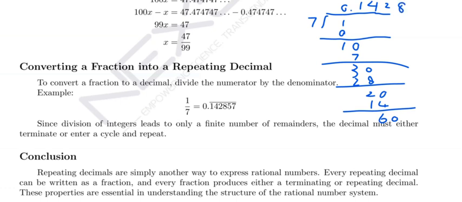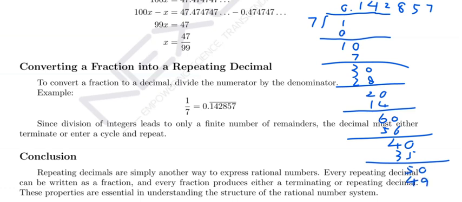The remainder is 4. Bring down a 0 to make 40. 40 divided by 7 gives a digit of 5. The remainder is 5. Bring down a 0 to make 50. 50 divided by 7 gives a digit of 7. The remainder is 1. Now look, the remainder is back to 1, the same as at the start. From this point on, the entire pattern repeats.